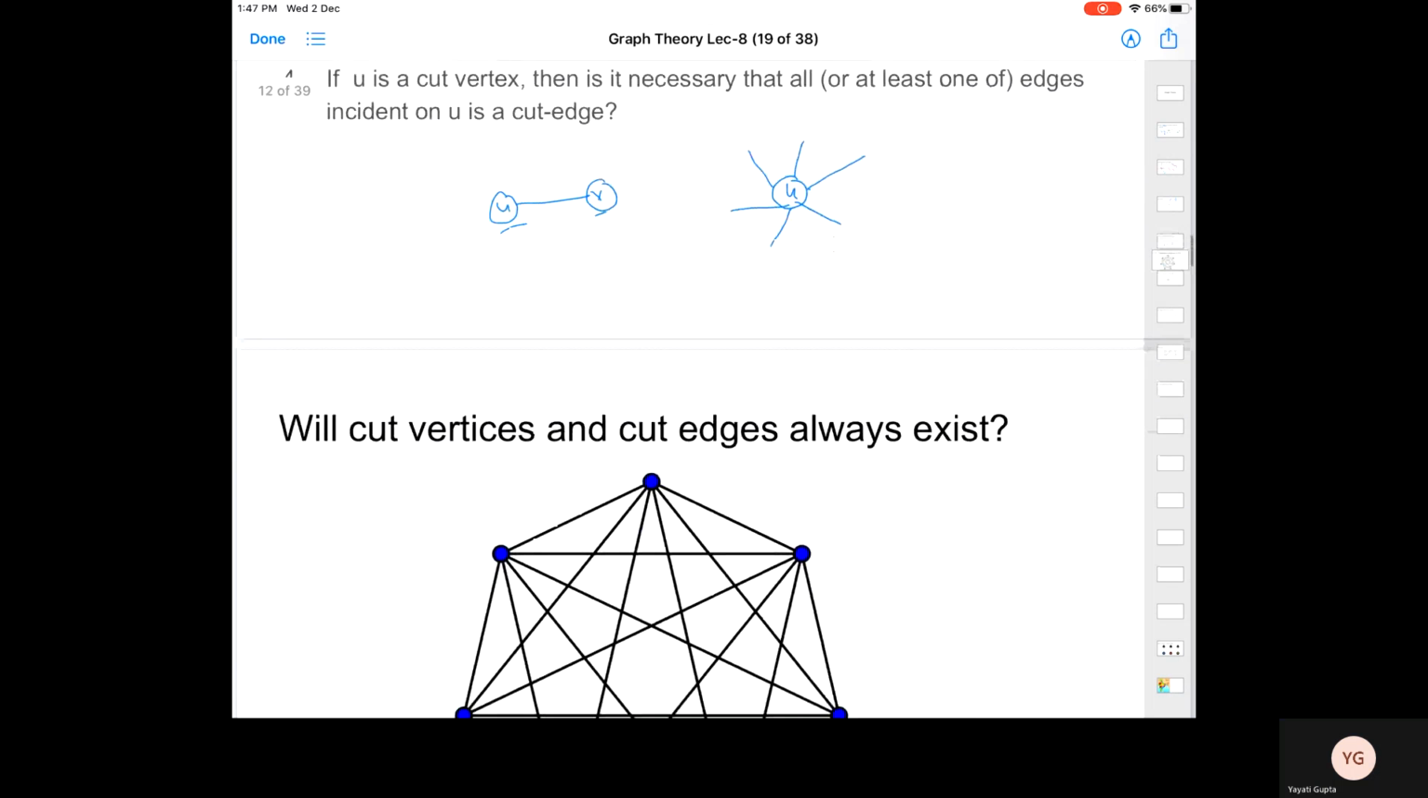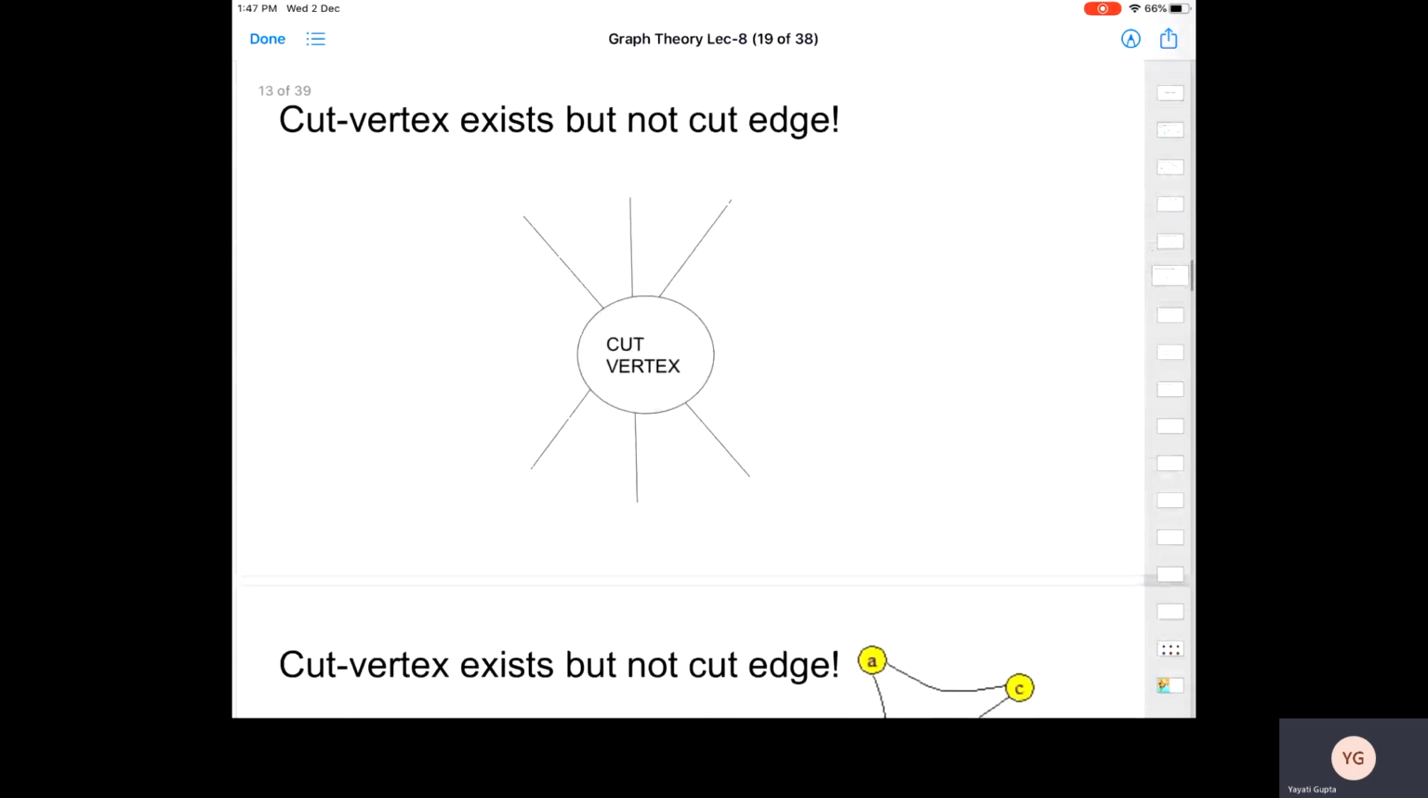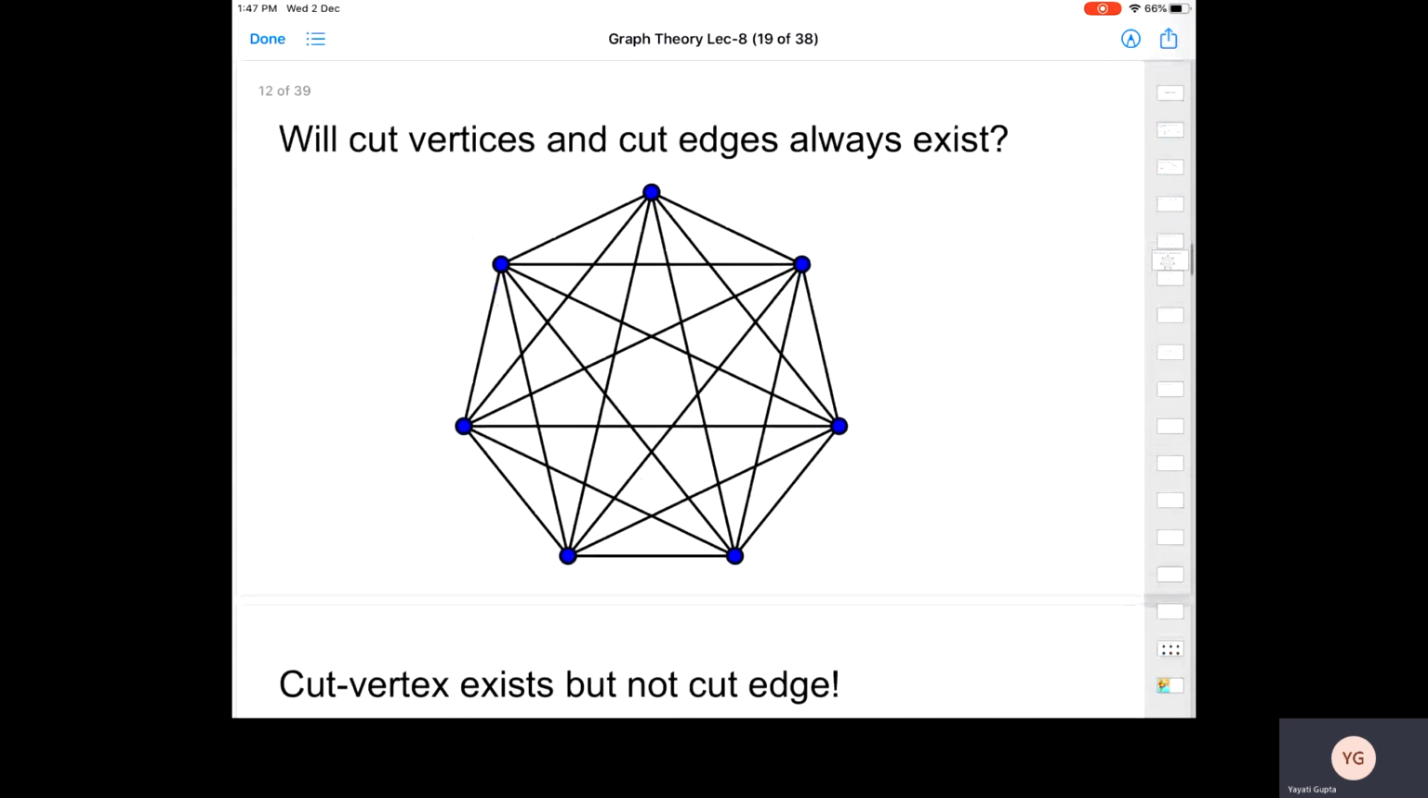For the first question, maybe I'll skip it. I have already given an answer here. So yes, it's not necessary. Here is an example of a graph in which you don't have a cut vertex or a cut edge. Feel free to give me some other graph as an example.